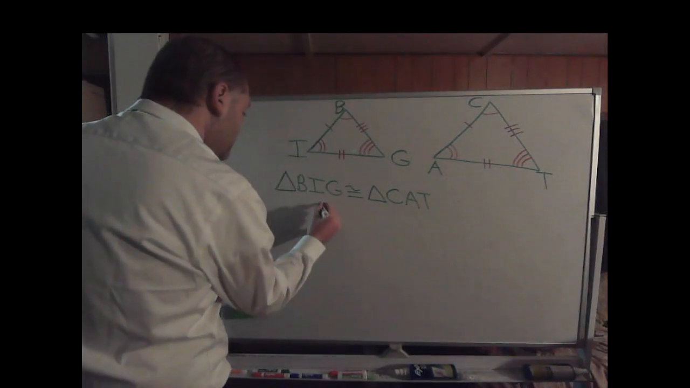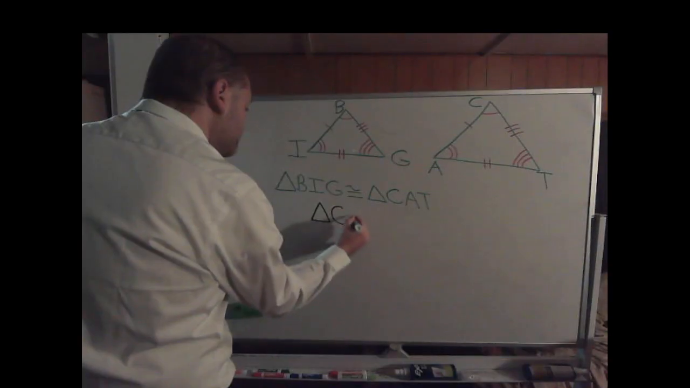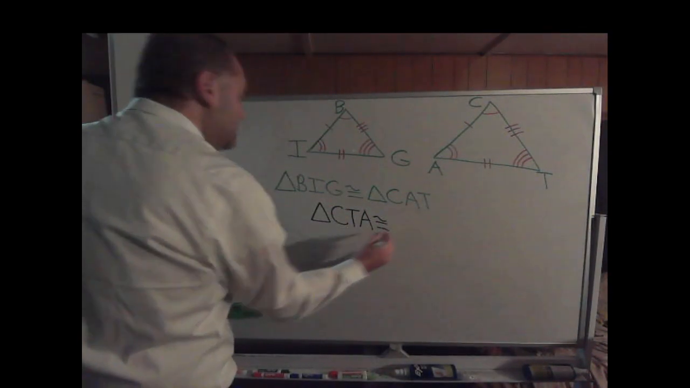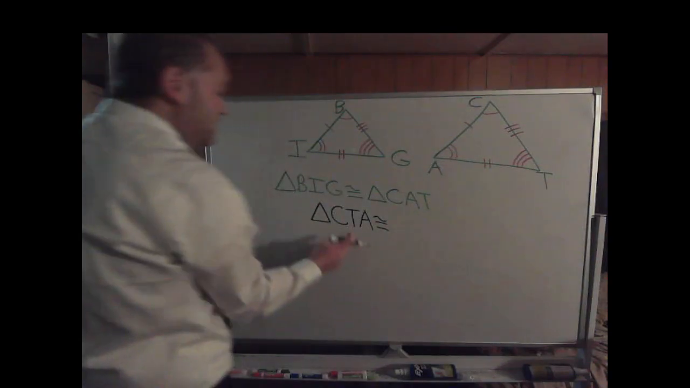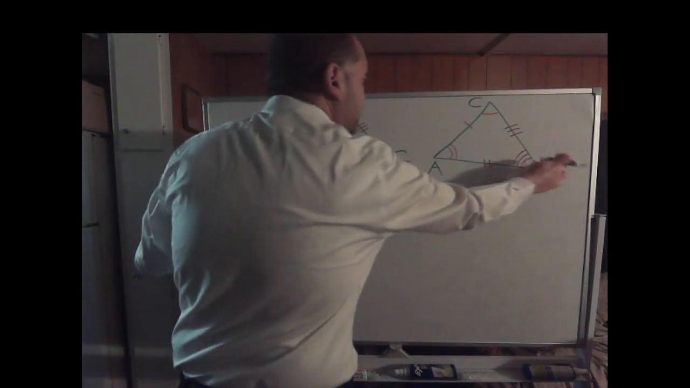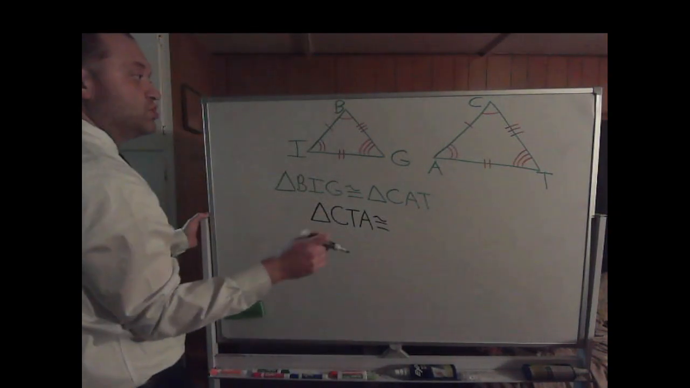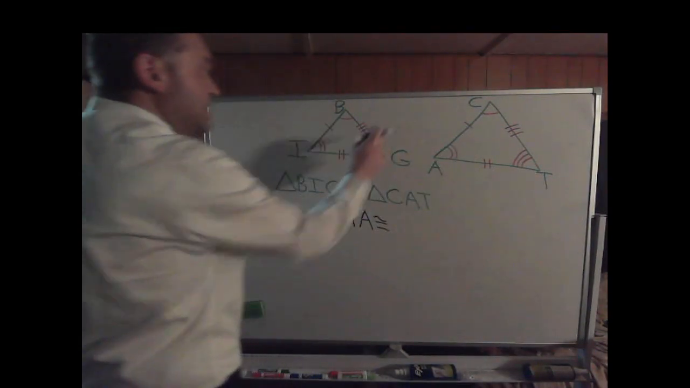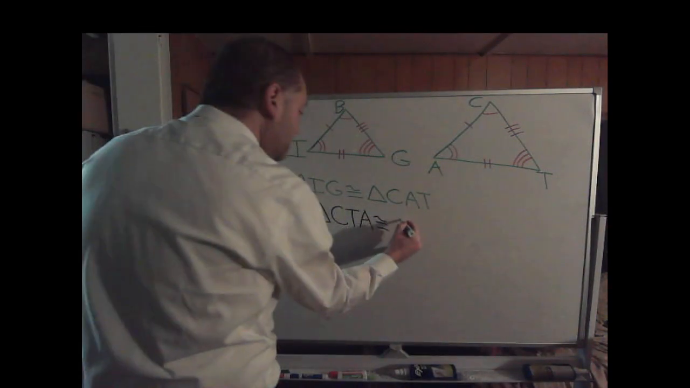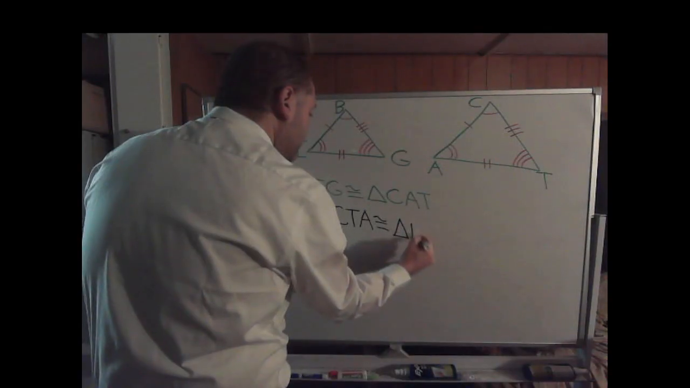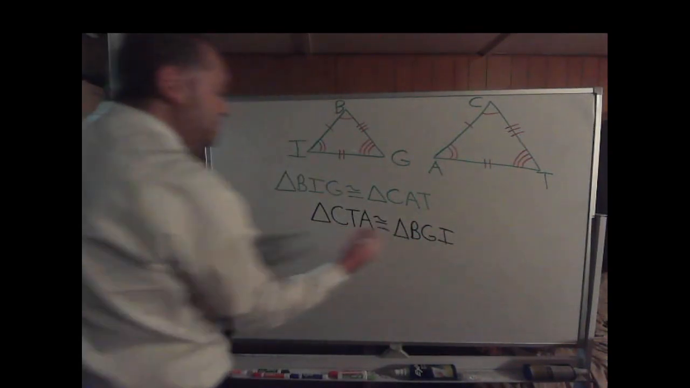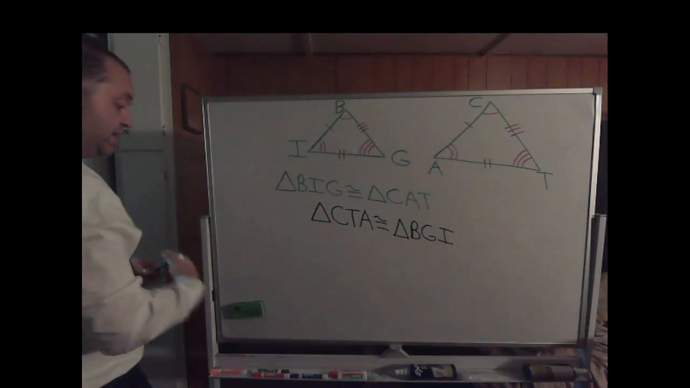Now this time we start with the second triangle. They do CTA. Triangle CTA is congruent to what triangle? Well, start with your congruency markers. They're in the same order on the other triangle. That'd be triangle BGI. Just go in the order of your congruency markers.